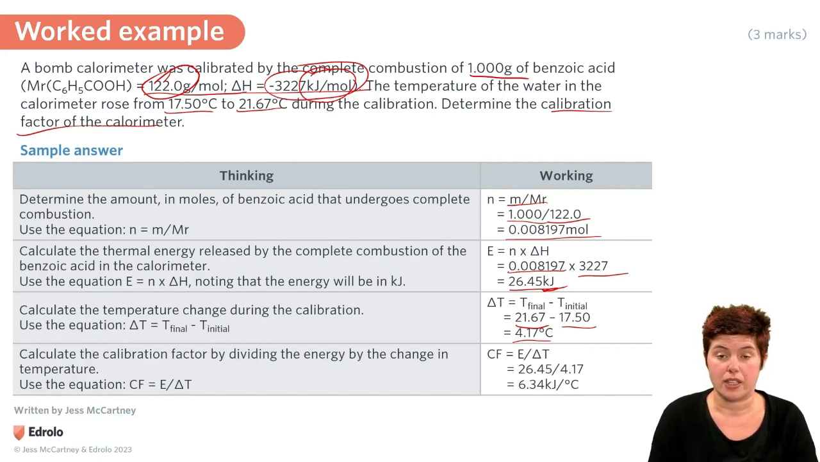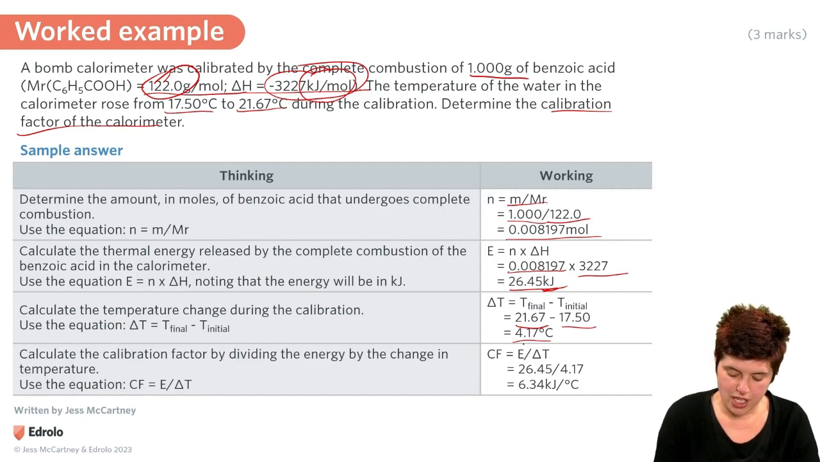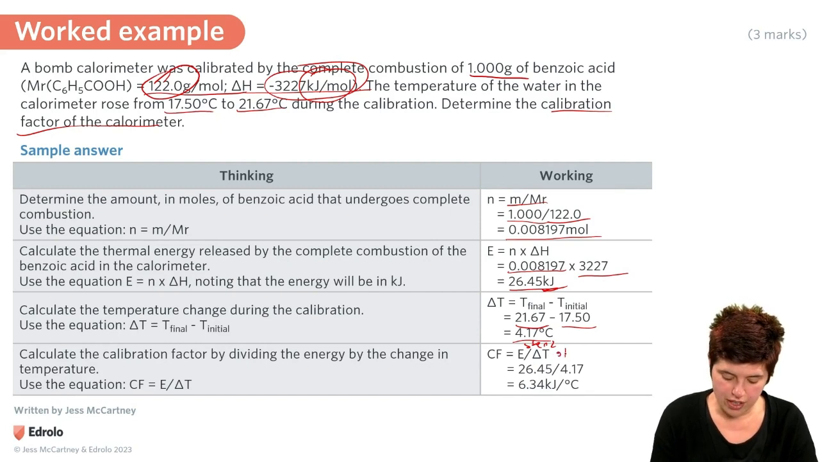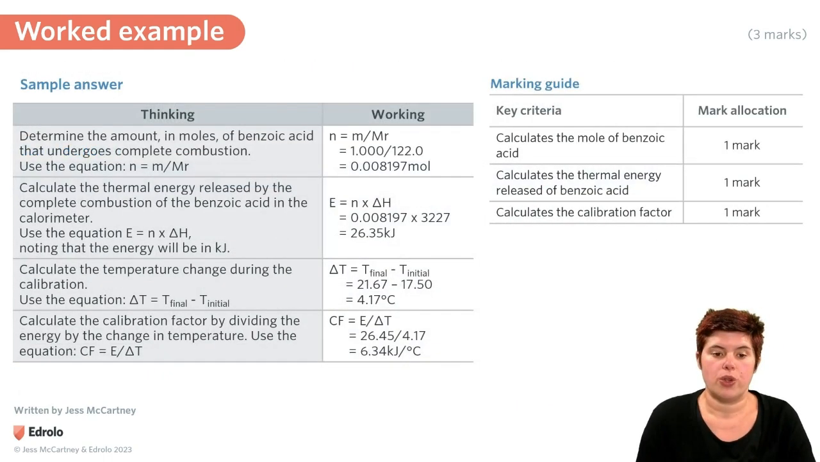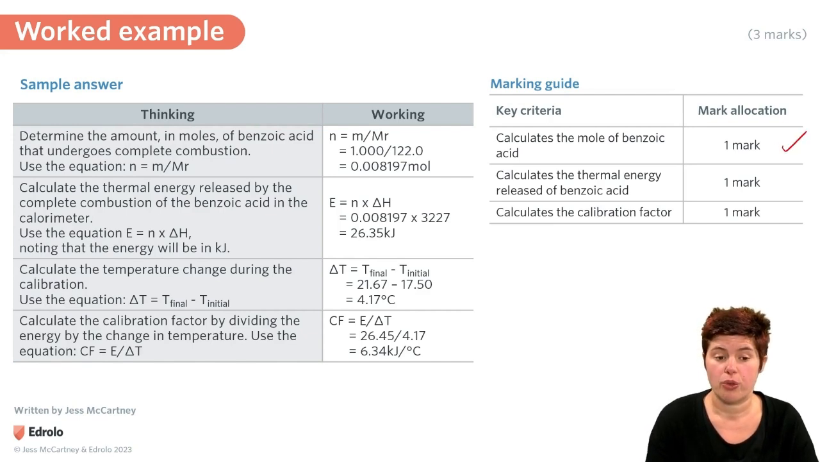The last step is to calculate the calibration factor. So we have the energy, and this was calculated in step 2, divided by the temperature change calculated in step 3. So 26.45 divided by 4.17, and it gives us 6.34 kilojoules per degrees. So this one is worth 3 marks because there is a bit more involved here. We have calculate the mole of benzoic acid as the first mark using the mass over molar mass. Calculate the thermal energy released by benzoic acid, so that's using your enthalpy change given to you in the question. And then calculating the calibration factor using the energy divided by the temperature change.